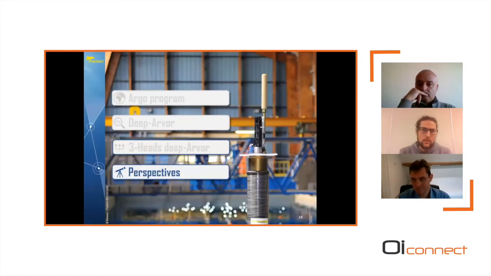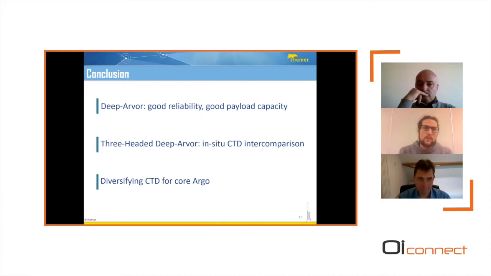And it's time to conclude. So what we would like to show in this talk is that the DPower shows a good reliability, a good payload capacity. So it's easy for us to embed other kinds of sensors. And for this project, we developed the three-headed DPower for in situ CTD intercomparison. And we hope that will allow the Argo community to be able to say if we can now have a new CTD for the core Argo.